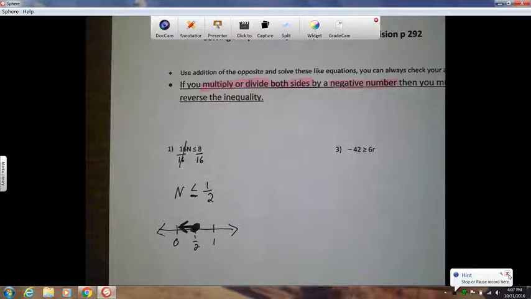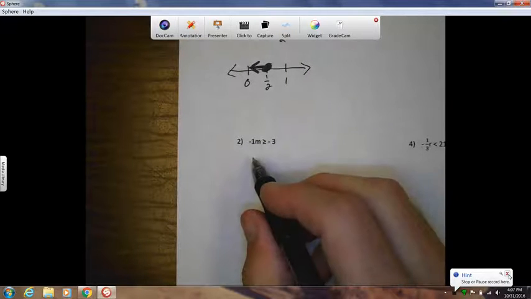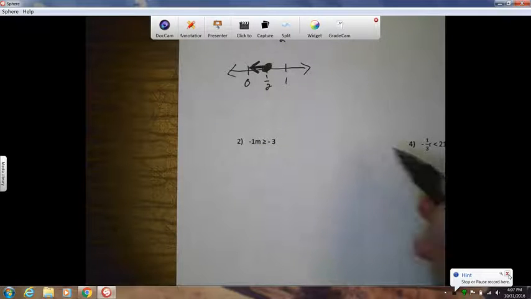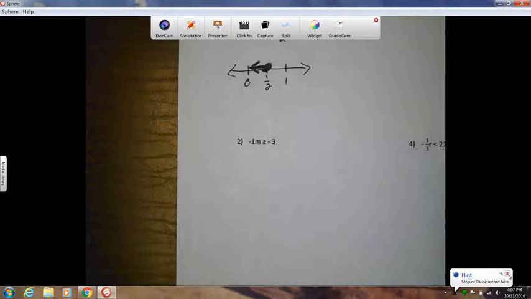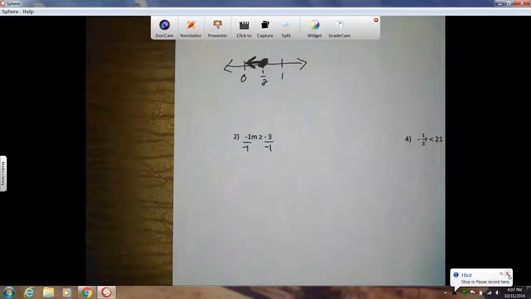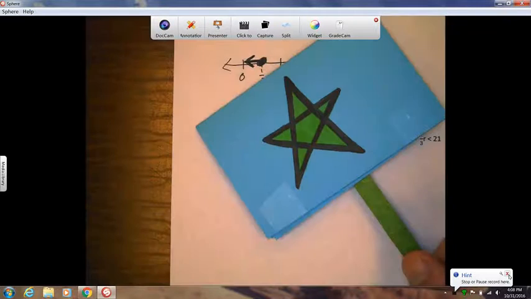Let's look at number 2. I have negative 1m is greater than or equal to negative 3. So I don't want negative 1m, I want 1m. So I need to divide both sides by a negative 1. Notice how I write it. I write it as a fraction. Now watch out. This is one of the things. It's going to be a quiz question for sure.